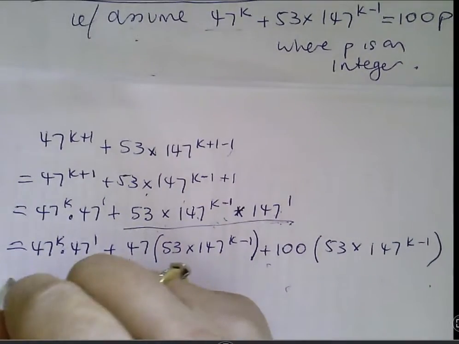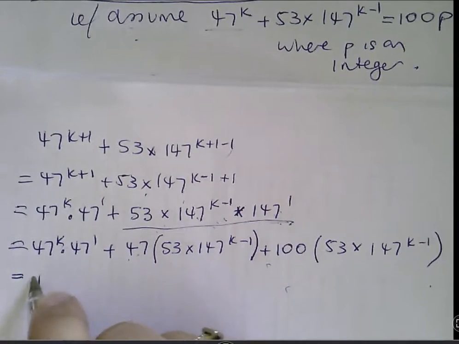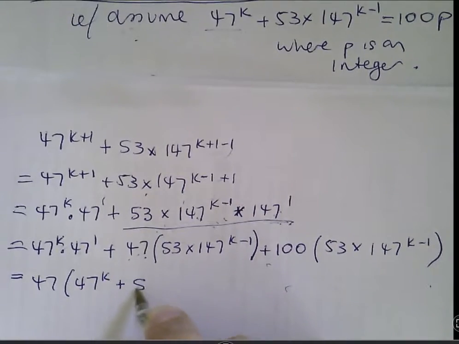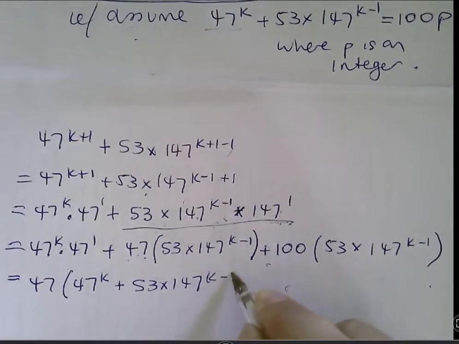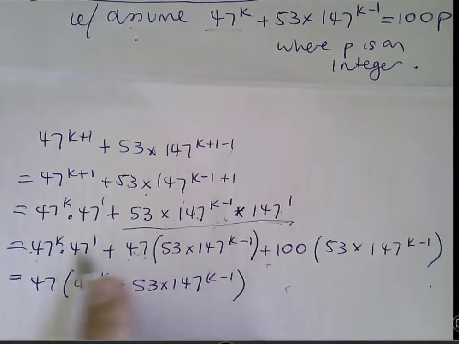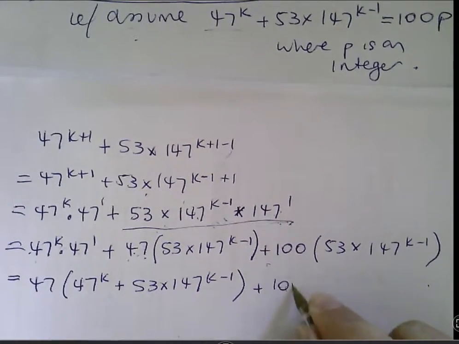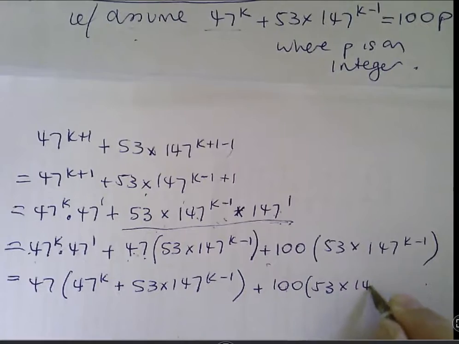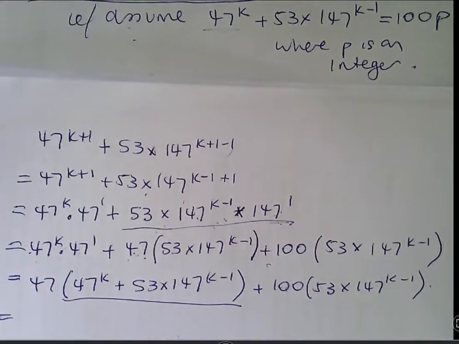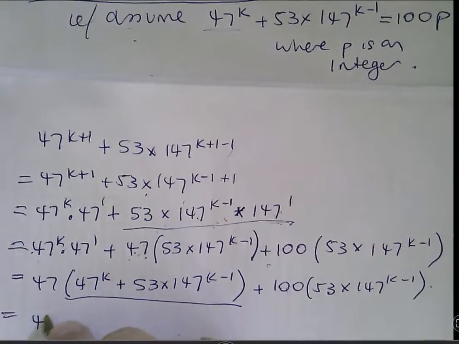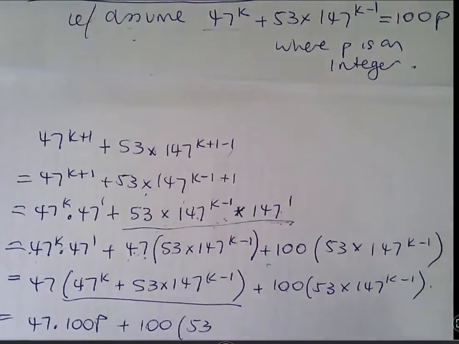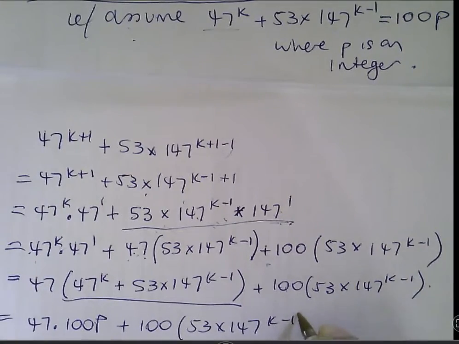All right? So now what we can do here is with the first two terms, we can take out a common factor of 47, bracket 47 to the power of k plus 53 times 147 to the power of k minus 1. So 47 now is a common factor between these first two terms. Plus we keep writing the rest. Plus 100 times 53 times 147 to the k minus 1. So now I can substitute this for what? 100p. So it's 47 times 100p plus 100 times 53 times 147 to the k minus 1.